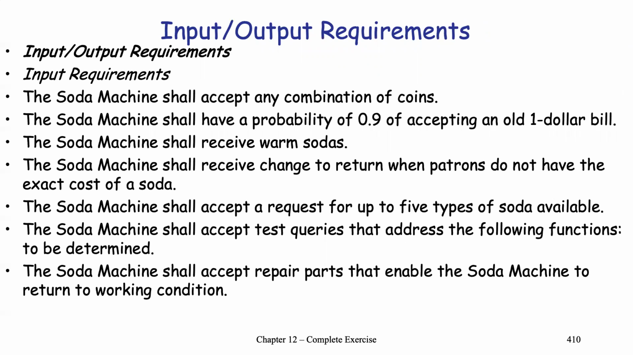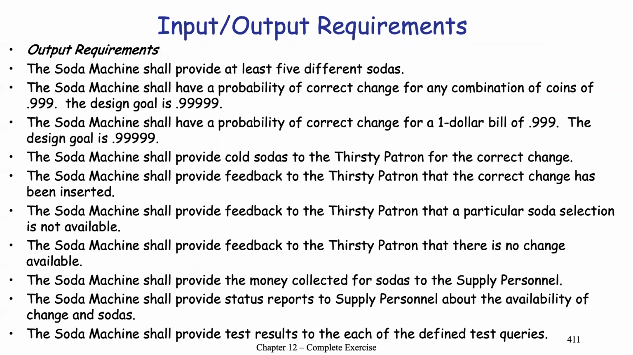This is the other type, the input requirements. The soda machine needs to have inventory, it needs to be able to process coins, and it needs to process patron inputs. These are the things that we're starting to show here. You can see that each requirement has a "shall." Each of these is very focused on one topic. They're not overlapping, so there's a clear way to see that. Here are the output requirements for various types.